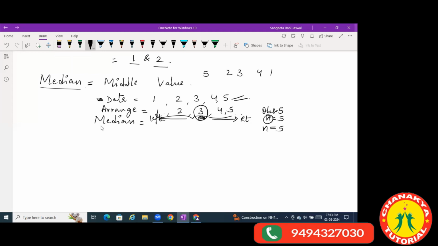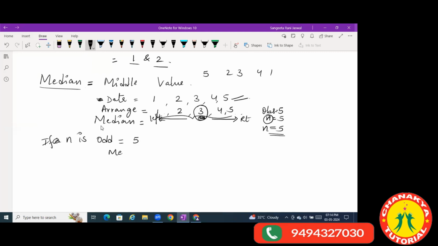But this is a small list of numbers, so I could make it out. What if I have a list of 20 numbers, 50 numbers, or 100 numbers, such a big list? Then what will you do? In that case, we generate a formula. What is the formula? First, you count the number of observations, which in this case is 5. Then if n is odd, that means n is 5, then what do you do?